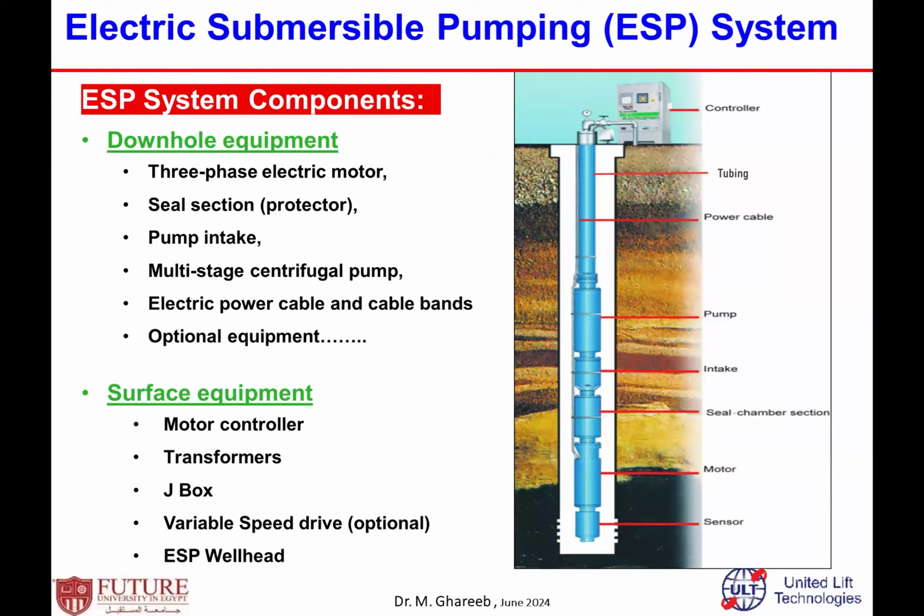And the surface components, meanwhile, along with the downhole components. If we look downhole, we have mainly the three-phase electric motor, which feeds power to the pump and runs the pump. Plus, we have what we call seal sections. The motor is electrical, and it needs something to protect it from the produced fluid. Then we have what we call the seal section or protector.